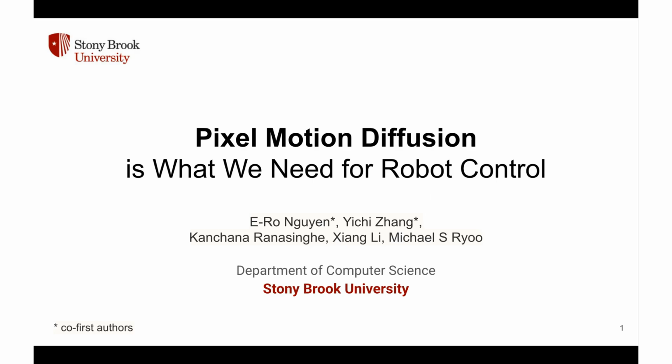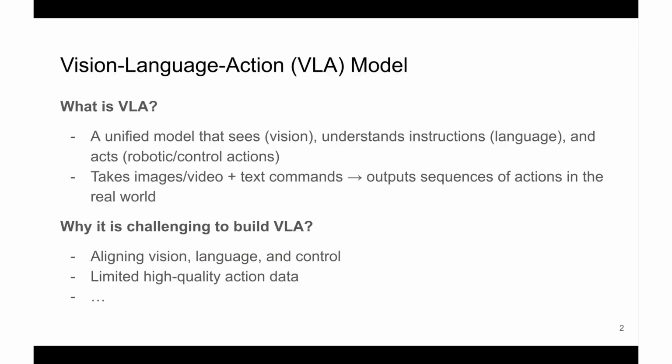Hello everyone, we are from Stony Brook University and we are glad to present our work, Pixel Motion Diffusion is what we need for robot control today. For this project, we are going to build a vision language action model. The goal is a single system that can perceive the world, understand instructions in natural language, and take meaningful actions based on what it sees.